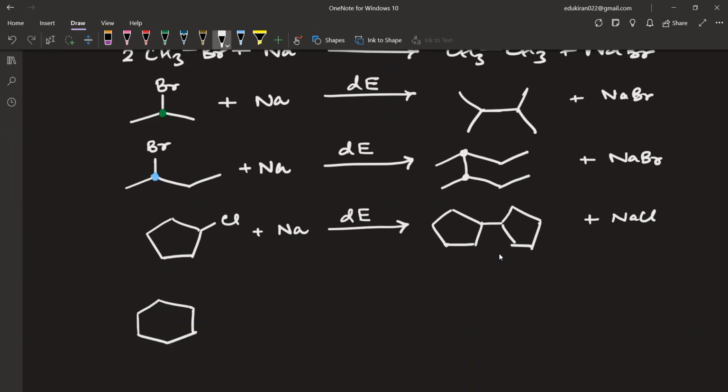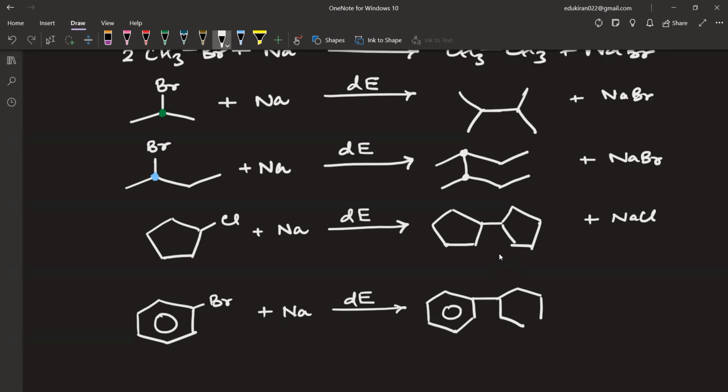You can also have a benzene ring with Br plus sodium. Not only Br, any halogen can be here. And what will you be making? Look, you can make it just like this. There is no issue in that. But it doesn't look that aesthetically pleasing, and it doesn't matter, you can make it like this.